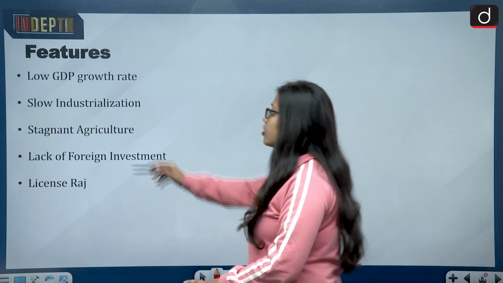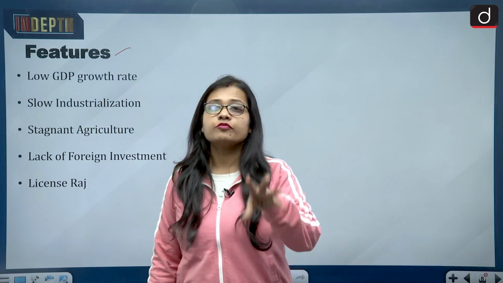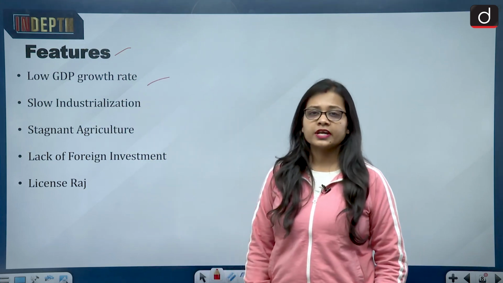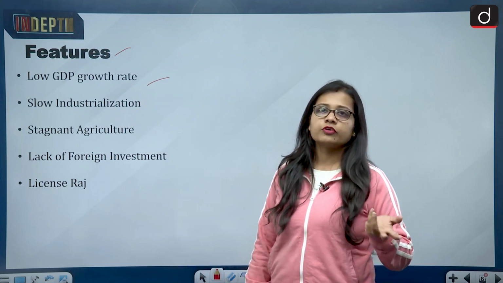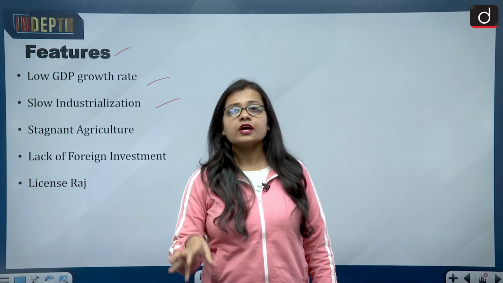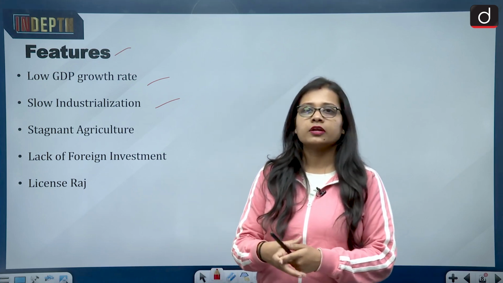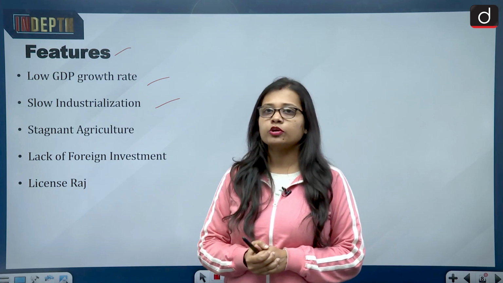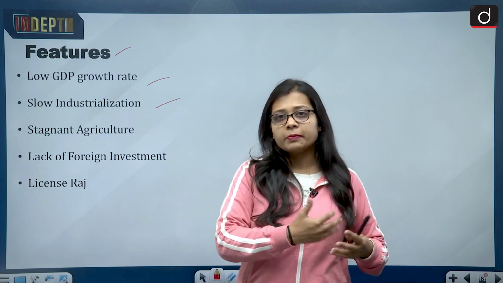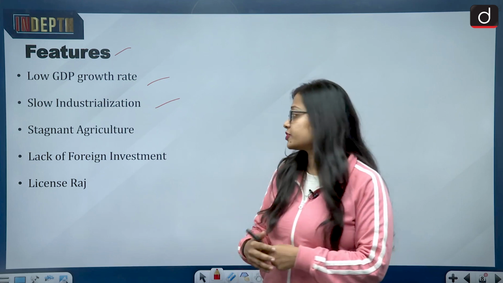Now a few of the features of the Hindu growth rate, that is, why India's growth was slow during the time of 1950s to 1980s. First of all is low GDP growth rate, and the reasons for the low GDP growth rate were many, and some of them were slow industrialization. So at that point of time, India was not a country which was manufacturing much, and even the capital formation was not there. So industrialization could not happen at that point of time. And India as a country lagged during the initial stages of independence to move forward with respect to industrialization.